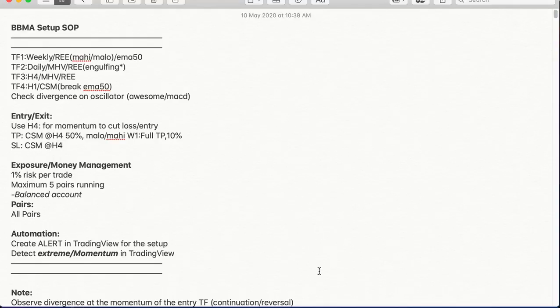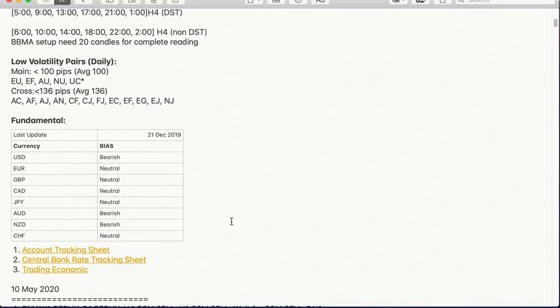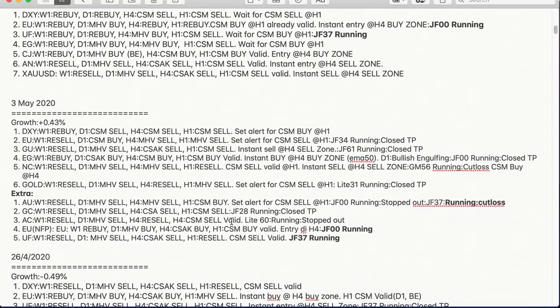Let's review our BBMA setup SOP. Nothing has changed: 4 time frames, weekly, daily, H4 and H1. Entry at H4. Use H1 as a confirmation. We also use automation in TradingView to detect our CSM setup. We trade one pair per account with maximum 1% risk per trade, and we trade maximum 5 pairs at the same time. Let's review our last week trades performance.